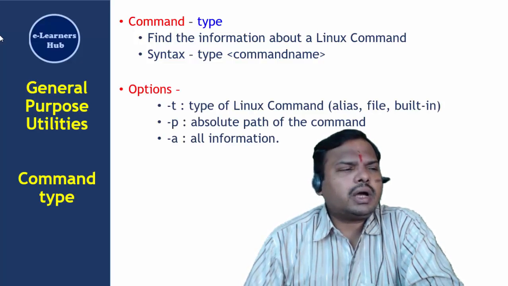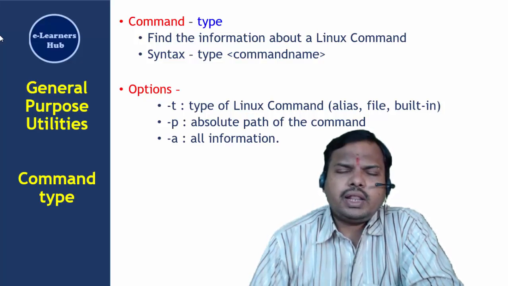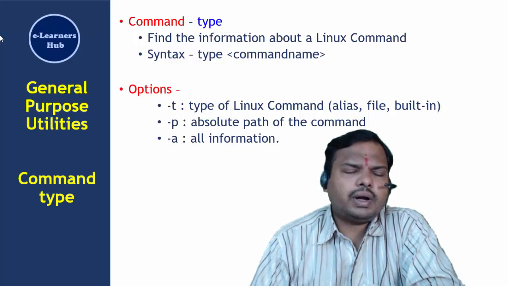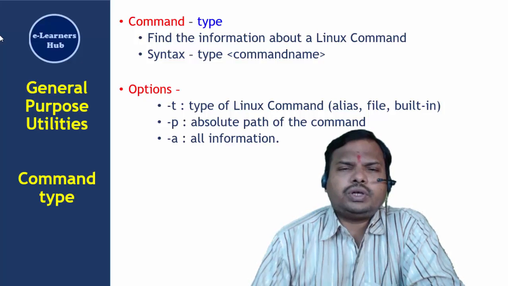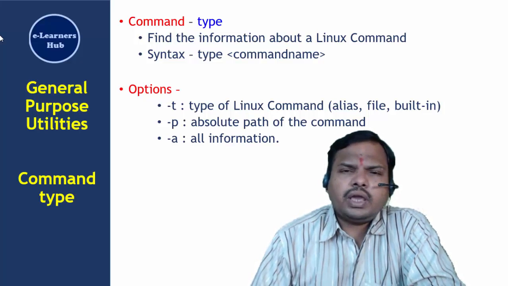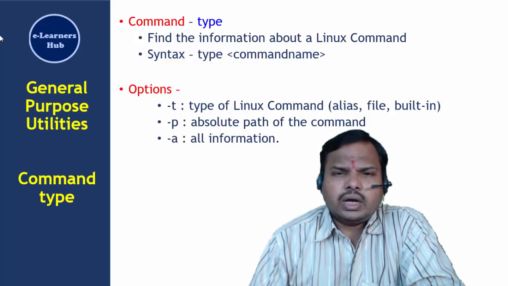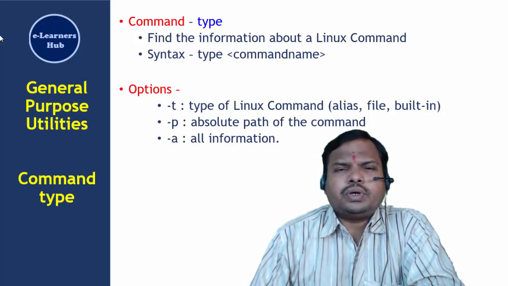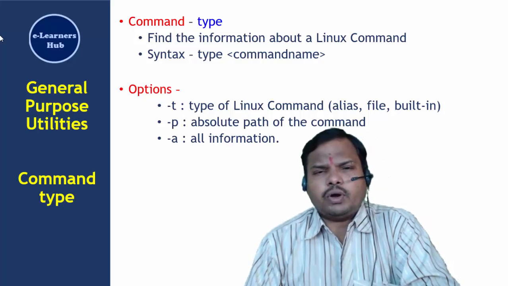The type command comes with three options. -t shows you the type of the file, that is whether it is an alias, a file, or a built-in command. -p shows you the path of the command, in which directory the command lies, and -a shows you all the information that is available about the command. So let's see how to use the type command and jump to the demonstration.